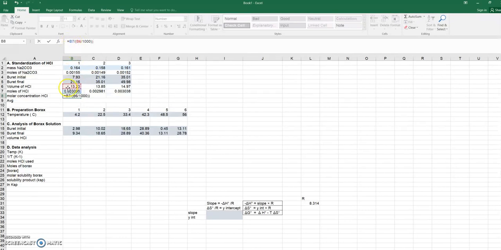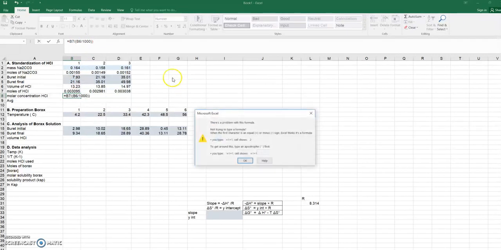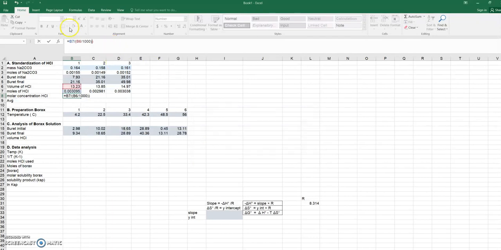So you have B7, which is the moles of HCl divided by the volume that's in liters. And you hit enter, and there's an error. Sometimes that happens, and that is because I have too many parentheses. So I'm just going to erase one of those and then hit enter. So my value is 0.222339, which is correct. And then you could just drag those across.